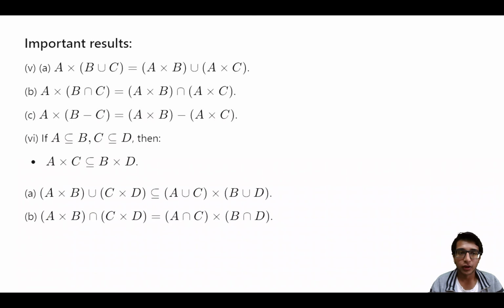Again, a few more distributive properties. A cross (B union C) can be simply written as (A cross B) union (A cross C). So the distributive property basically works here. This is our distributive property. I hope you have understood what exactly Cartesian product is. Now, based on this Cartesian product, we are going to find out our relations.